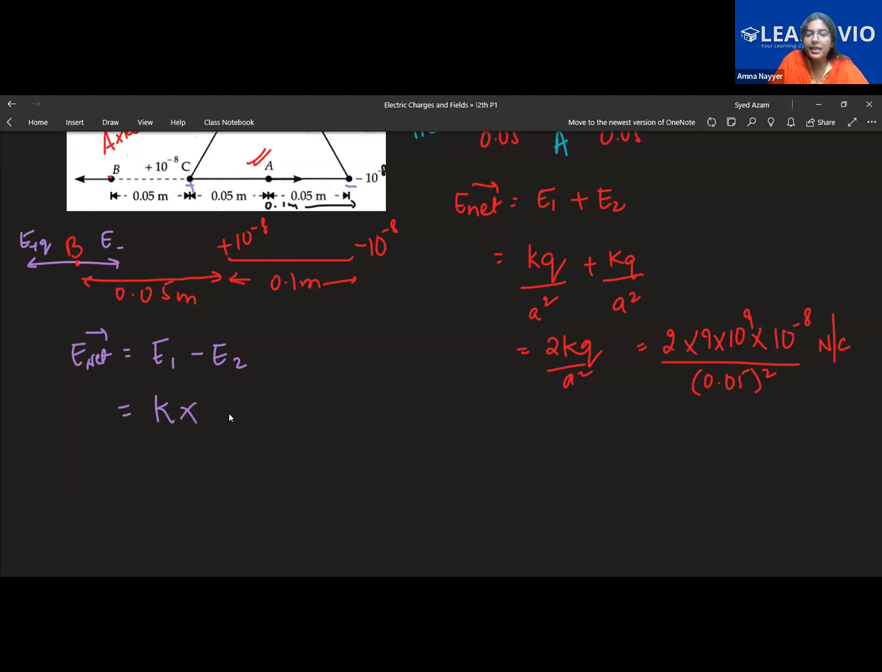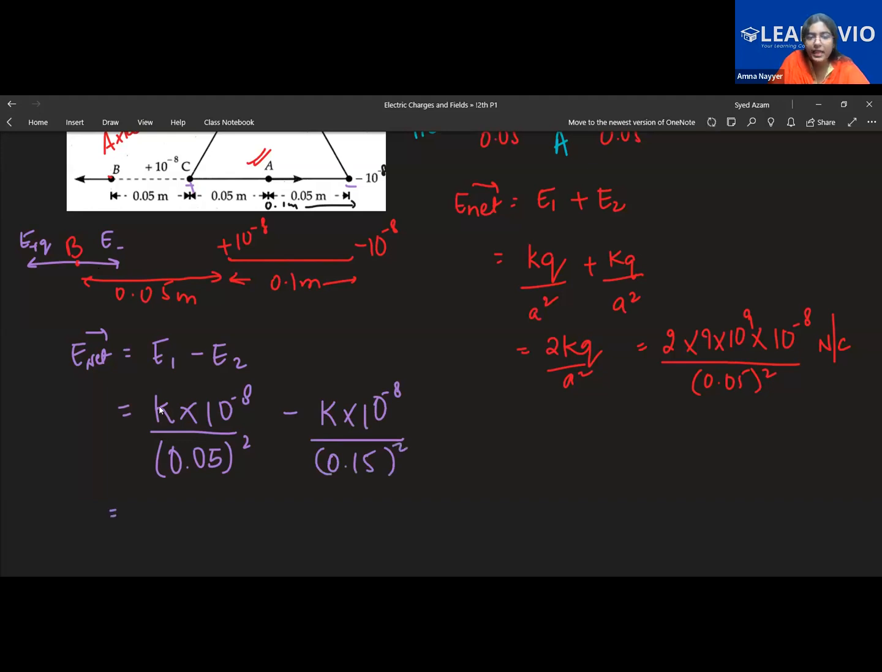The charge is 10 to the power minus 8 divided by this separation, 0.05 whole square. Minus E2. What is E2? E2 is the electric field due to the negative charge, so this total is the electric field. That is K into 10 to the power minus 8 divided by the total separation, which is now 0.05 plus 0.1. So the total separation becomes 0.15 meter whole square.